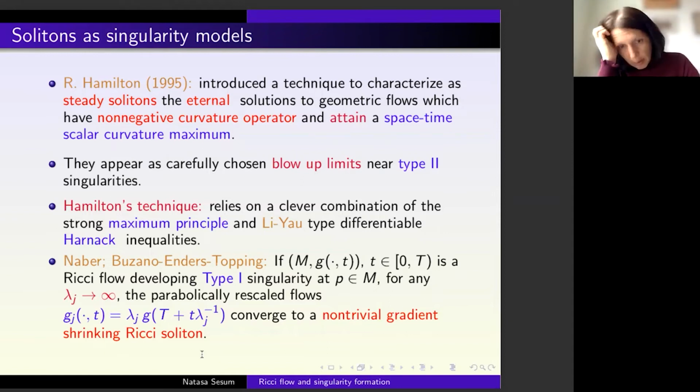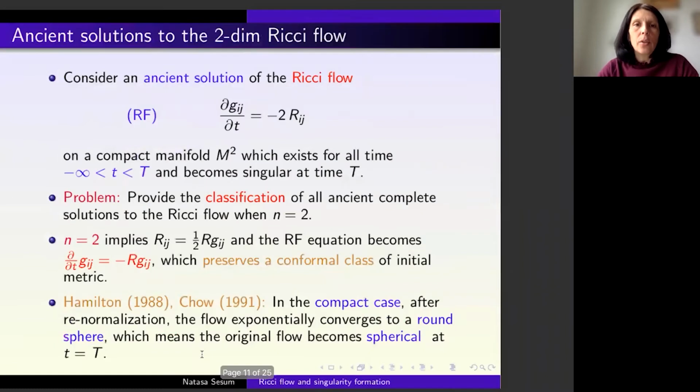Because if you converge to something flat, then you have no information about the singularity. But they prove that it has to be non-trivial in the case you encounter the singularity, which means that in the case of the type 1 flow, the singularity models are given by these gradient shrinking Ricci solitons. So classifying singularity models in this case boils down to classifying these shrinking Ricci solitons. Okay, but let's now discuss also the cases where you don't have only the solitons.